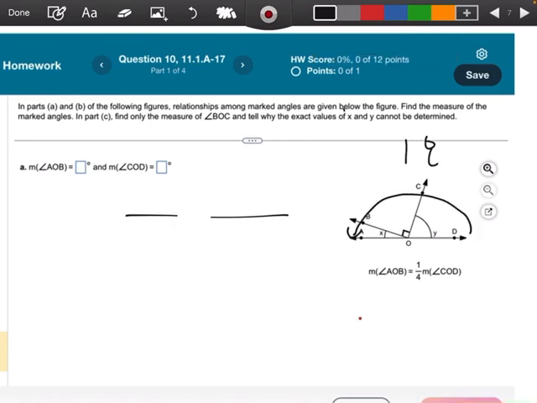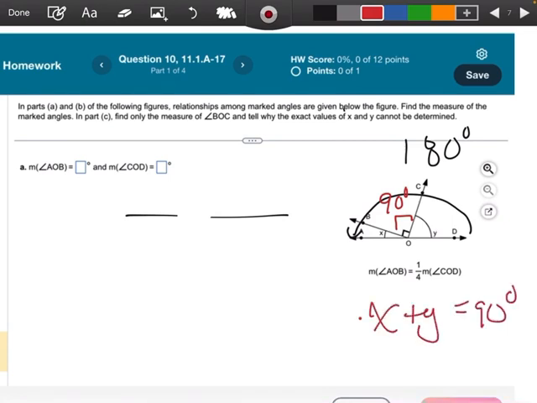So y'all, in this problem, I know that the whole angle here is going to be 180 degrees, right? And we already know that this piece here is 90 degrees. So that means that angle X plus angle Y has to be 90 degrees, right? But they're telling me some other information here. They're telling me also that this angle here is 1/4 times whatever that angle is, okay?